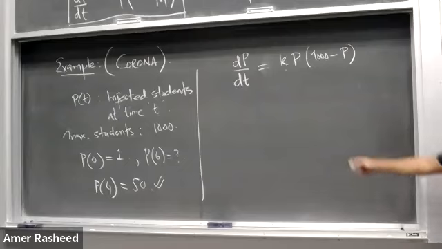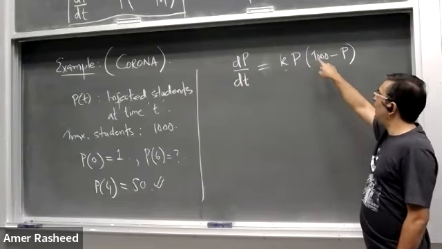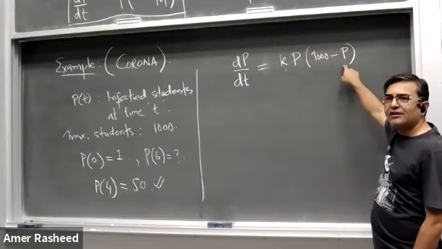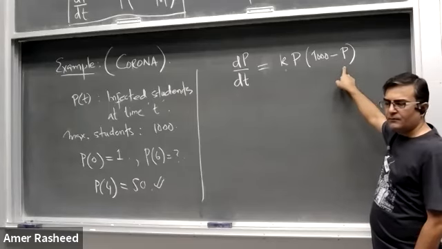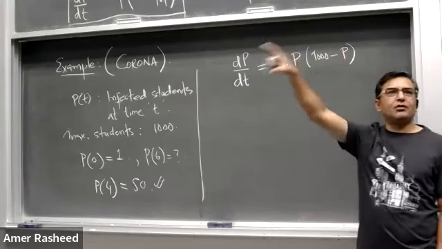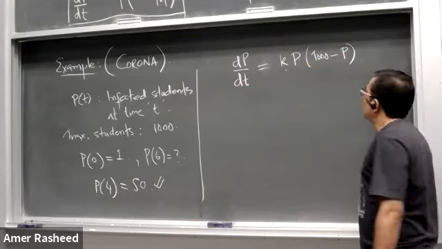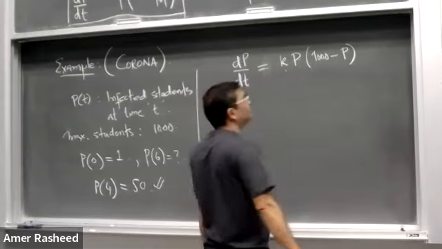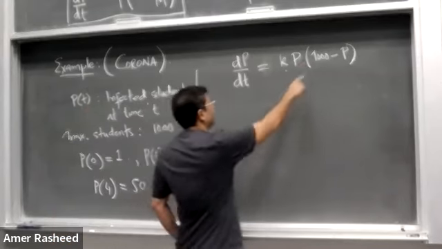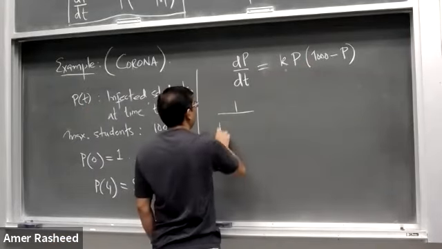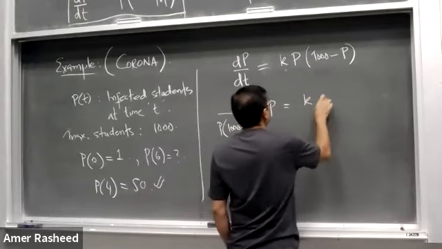Okay, if you take 1000 common from here, you can have 1000 K P times (1 minus P over 1000), where 1000 is what? Is the maximum number of students or the carrying capacity. Okay, so this is kind of logistic growth equation where we have a carrying capacity. Now, you can solve it by using what? Separation of variables method. Okay. And then further 1 over P times (1000 minus P) dP is equal to K times dt.